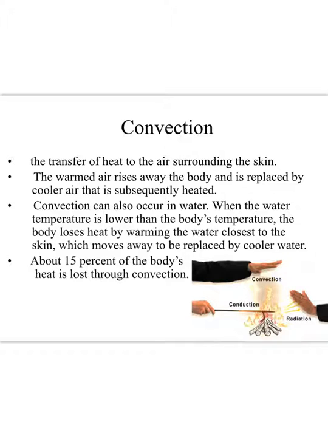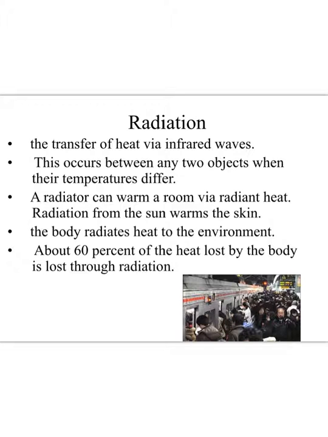Slightly more important would be convection heat loss, and this is when your body heat is going to be transferred to the air that surrounds you. So convection heat loss is responsible for about 15% of your body heat. Most of your body heat is actually lost through radiation. So an example, if you feel the rays of sun warming your body, that's an example of radiant heat. So if you've stood too close to someone and you feel their body heat, that's an example of radiant heat.